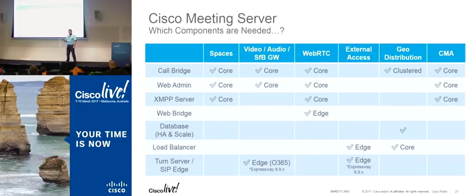Likewise for WebRTC, if I want to enable WebRTC within my organisation, once again, I still need the call bridge, which does all my conferencing, and in most cases I need the call bridge unless I'm making it do something else. I need the web admin to configure the WebRTC, the XMPP server, because as I mentioned before, the XMPP server does the signalling and the media for the Cisco meeting apps and WebRTC, and the web bridge, and I can either have that spun up in the edge or within the core as well.